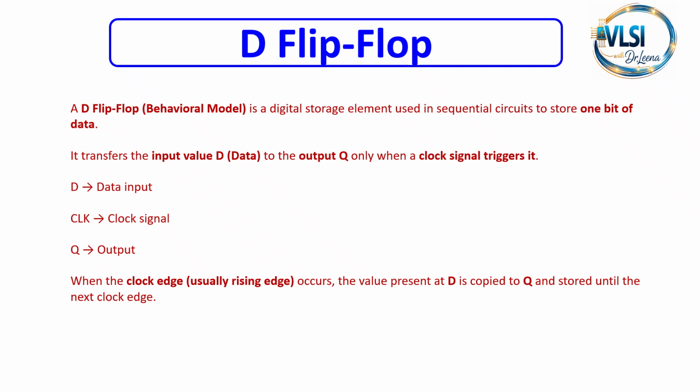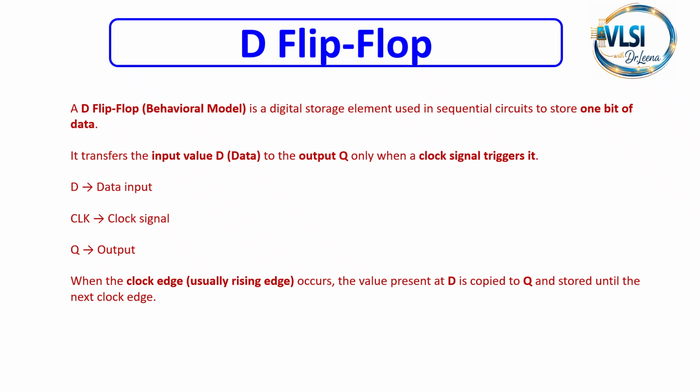So what is a D flip-flop? A D flip-flop is a digital memory element used in sequential circuits to store 1 bit of data. It stores the value of D only when the clock edge occurs.